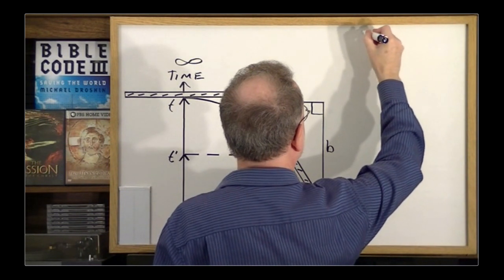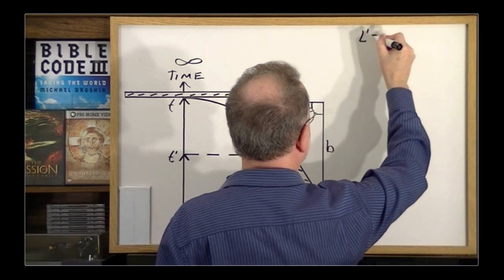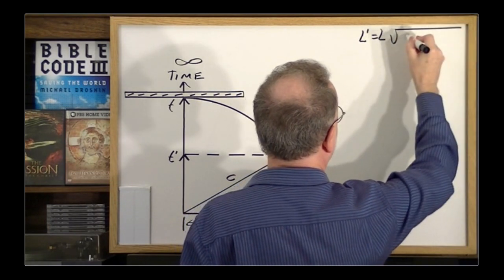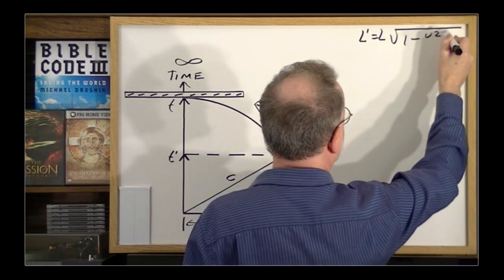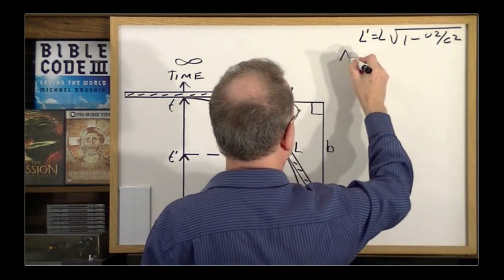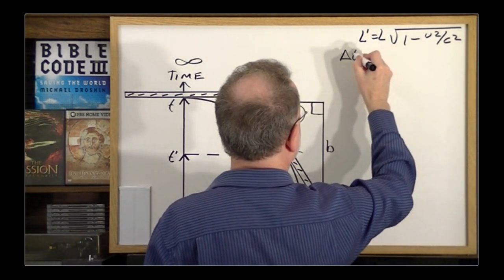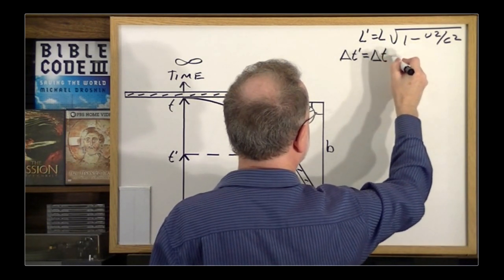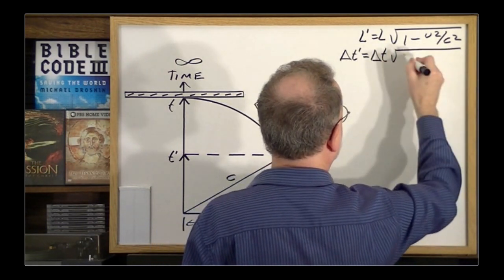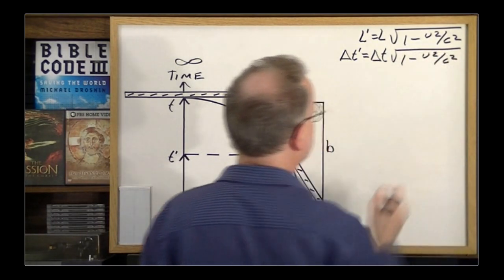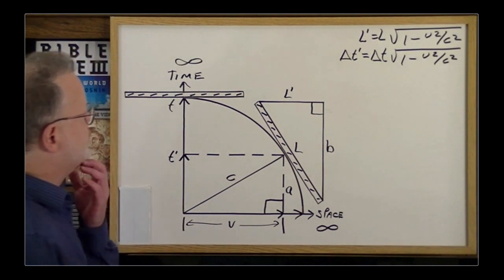Okay, so we have L prime equals L times the square root of 1 minus V squared over C squared. Then we have delta T prime equals delta T times the square root of 1 minus V squared over C squared. So there's our first two equations there.